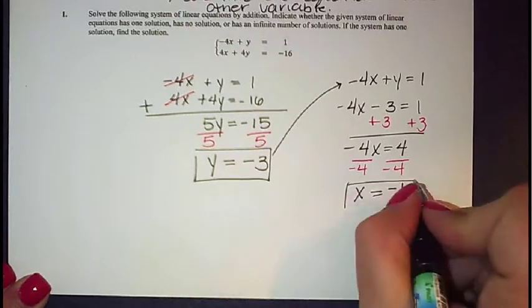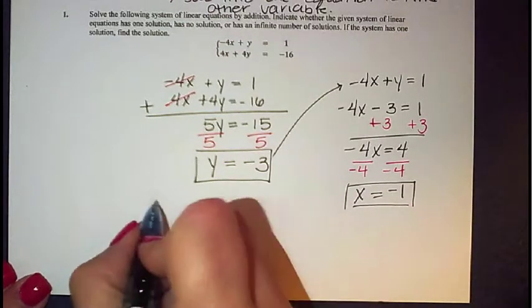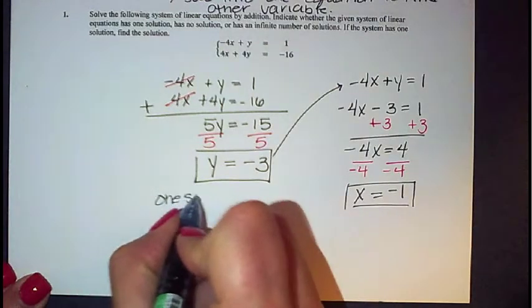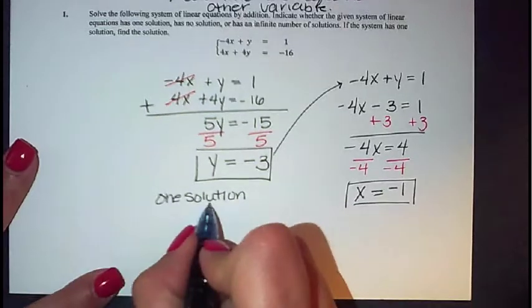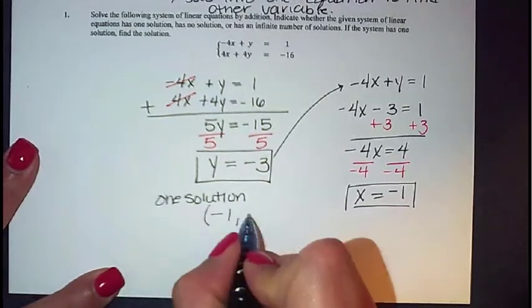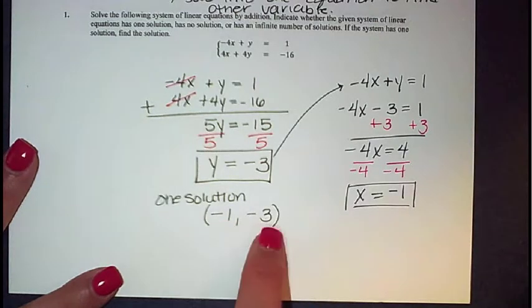So now I have both my x value and my y value, so I do have what we call one solution. And remember, we're going to write this as the point negative 1 comma negative 3. Remember, when you're writing it as a point, always place your x first, followed by your y.